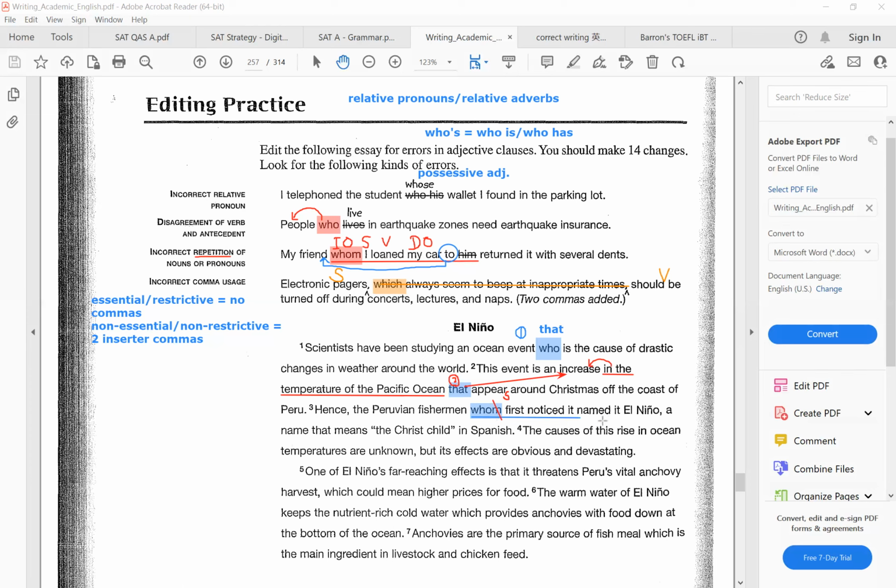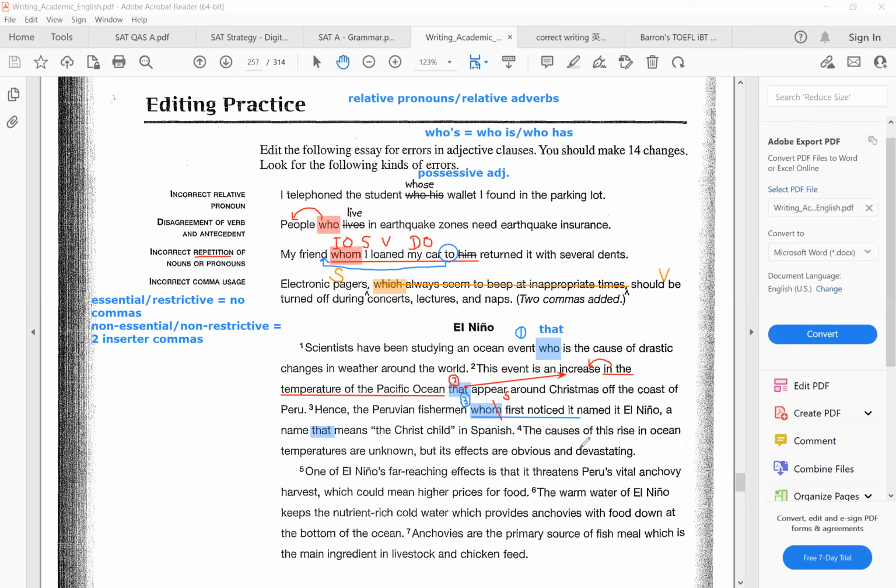All right, so they named it this increase in temperature El Nino, a name that means, well, here we have another relative pronoun. That means the Christ child in Spanish, but this one is correct, right? Because that refers to name, which is okay because it's a thing, and that is singular, so means with an S, that is correct as well. So moving on to sentence number 4. So far we have identified 3 mistakes.